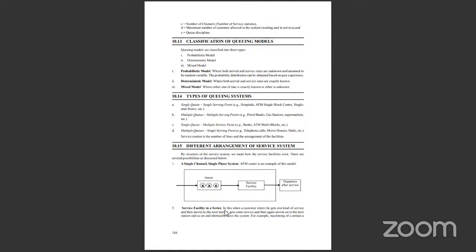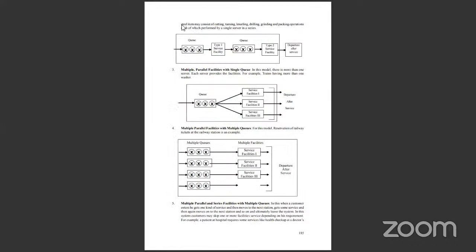Second, service facility in a series. That means in this, when a customer enters, he gets one kind of service and moves to the next station, gets some service and then again moves on to the next station and so on, and ultimately leaves the system. For example, machining of a certain steel item may consist of cutting, turning, knurling, drilling, grinding, and packing operations, each of which is performed by a single server in a series.